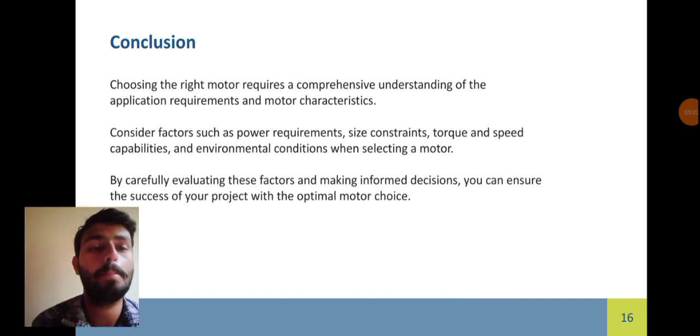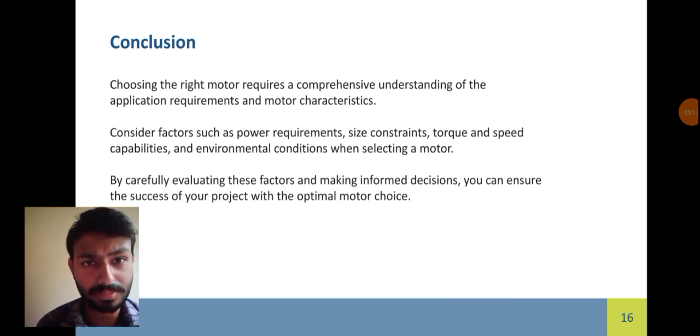By selecting the right motor, it is a success for our project. The motor should have high efficiency, low cost, and be easily available in the market, and the parts to be repaired should also be easily available in the market. With this, we can make our project a success.